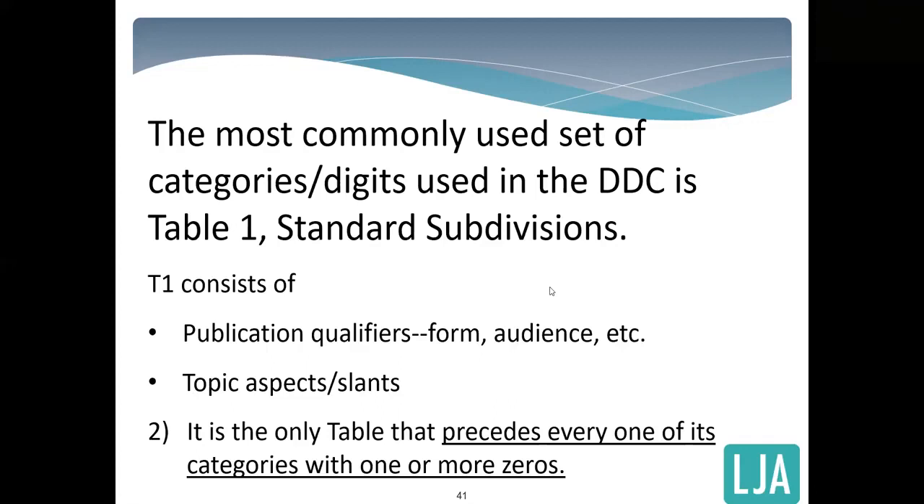The really important thing to know about table 1, and in WebDewey, the tables are down there at the bottom in a list. So you'll see T1 and tables. Tables will take you to the full list where you can see everything. T1 will actually take you directly to table 1. Table 1 is the only table that precedes every one of its categories with one or more zeros. That's because it is the first table.